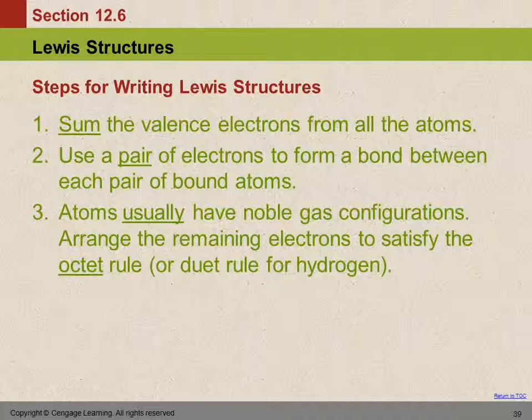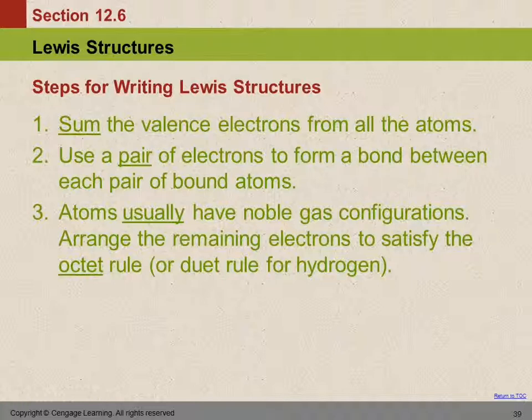First, you need to sum or add up the valence electrons from all the atoms. In a Lewis structure, we only show the valence electrons because those are the ones involved in bonding. So we need to figure out how many electrons we can show. And then we're going to use a pair of electrons to form a bond between each pair of atoms that are bound together. Because if there wasn't a bond between them, they wouldn't be part of the same molecule. So there has to be at least one bond.